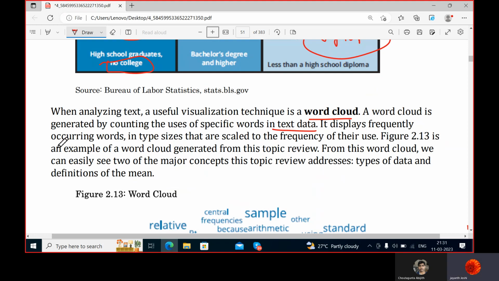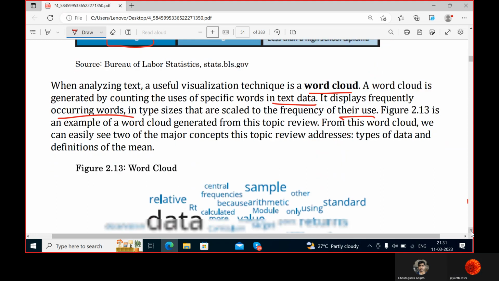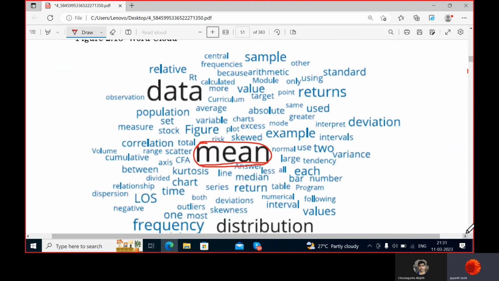It displays frequently occurring words in type sizes that are scaled to the frequency of their use. So here you see which word is repeating many more times. Come on, identify, Abhijit. I think it will be the mean. Mean is the one, but where can we see mean here?